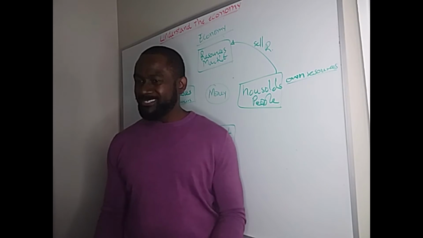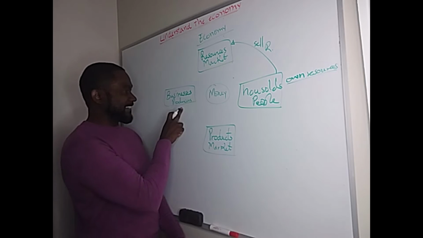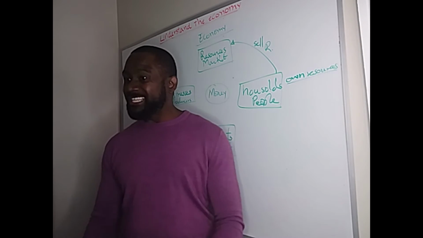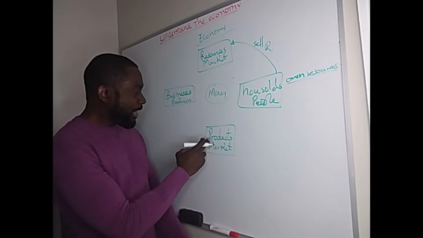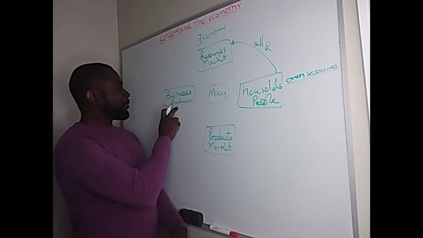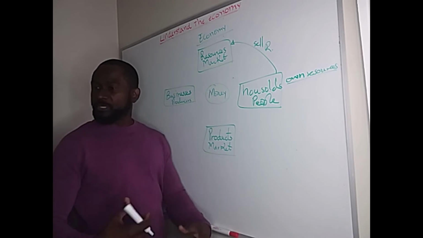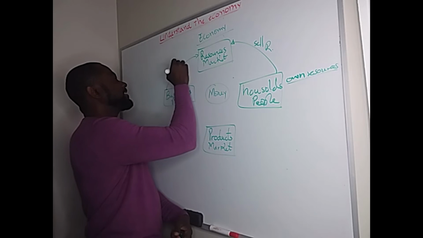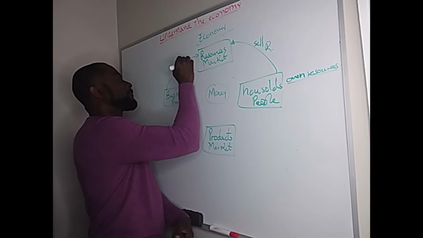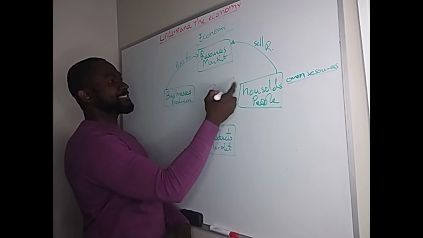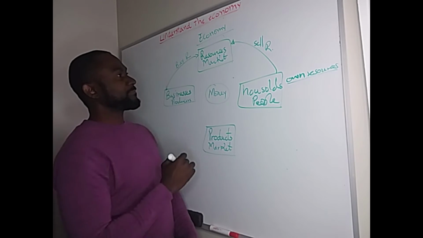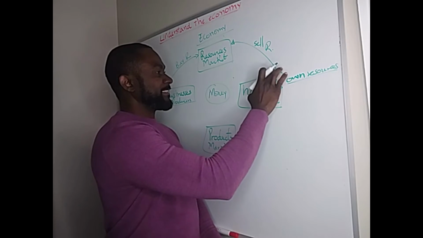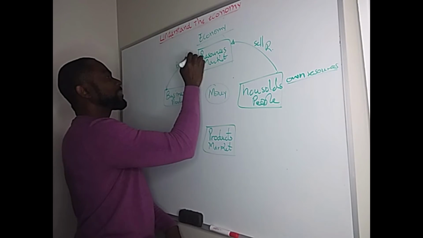So we need to understand that businesses don't have resources, but they need resources to create products. In order for producers and businesses to create a product, they need resources. They go to the resource market and buy resources. You see what's happening here?